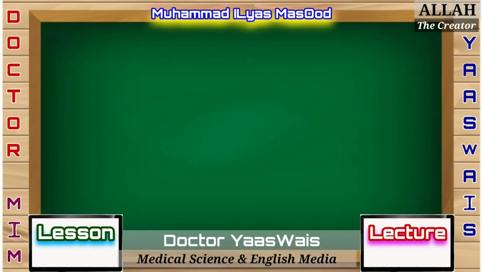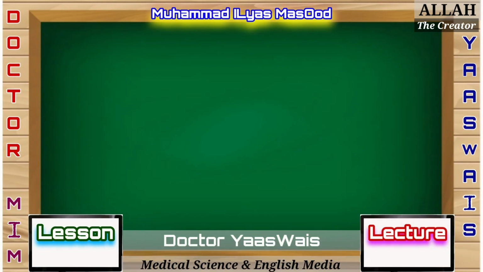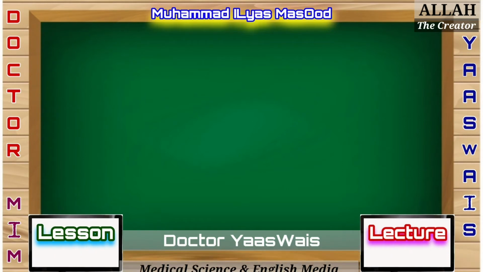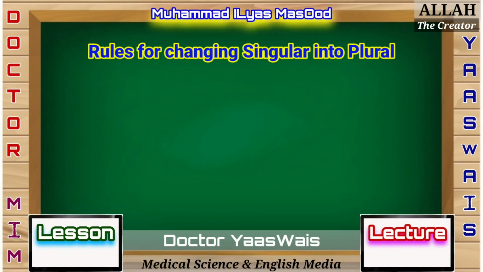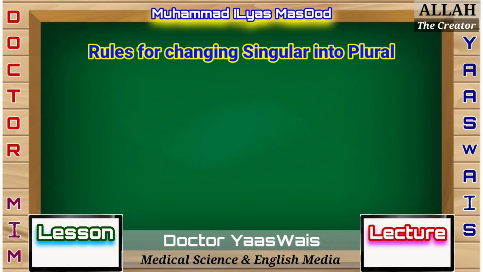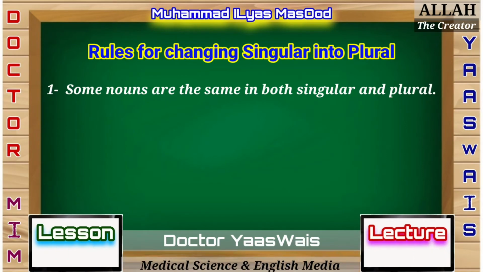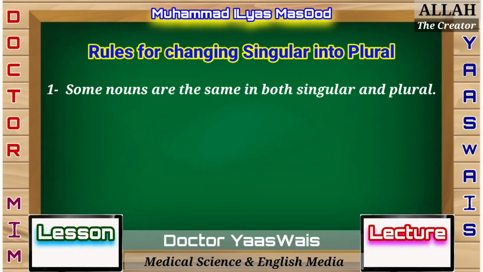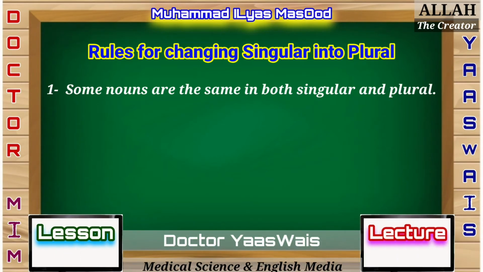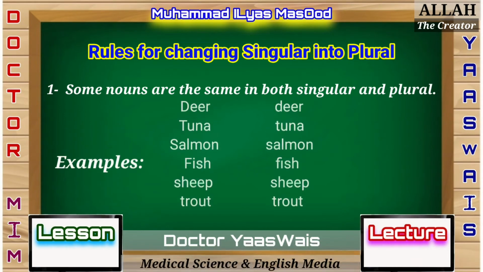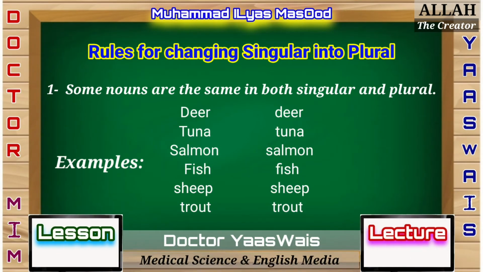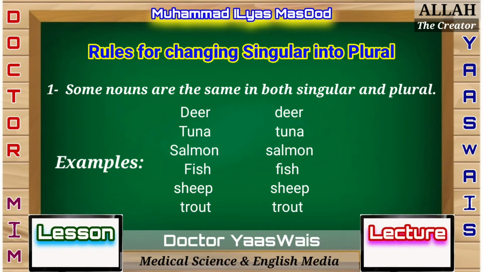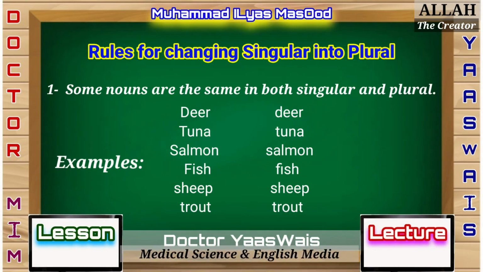As we studied that there are two types of nouns, singular and plural, according to plurality in numbers. So there must be some rules in order to change singular into plural. Here are the rules for changing singular into plural. 1. Some nouns are the same in both singular and plural forms. It means that there is no need to add or change the spellings of the nouns to make them plural. For example, deer, tuna, salmon, fish, sheep, and trout are nouns which have same spelling and pronunciation in both singular and plural forms.